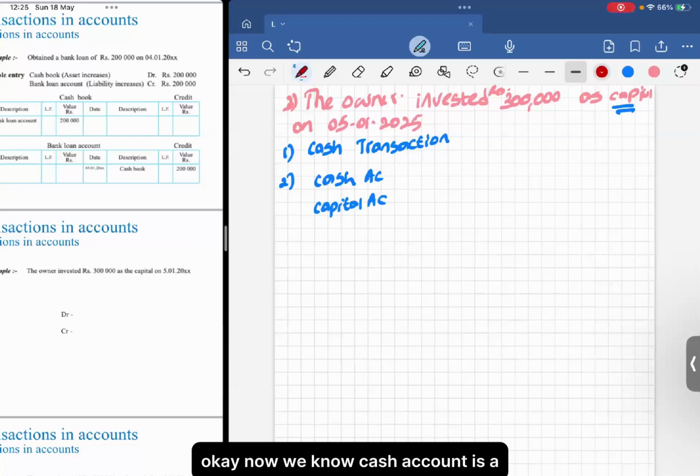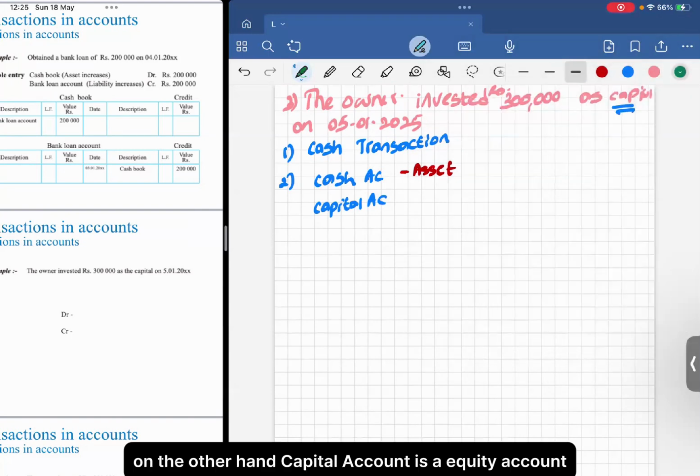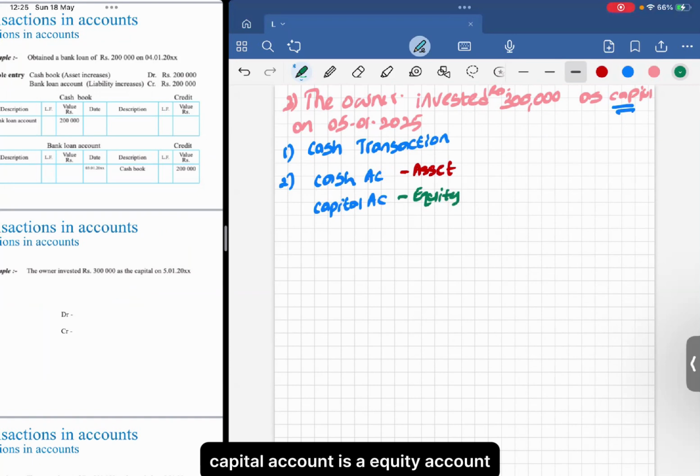Now we know the cash account is an asset account. On the other hand, the capital account is an equity account.